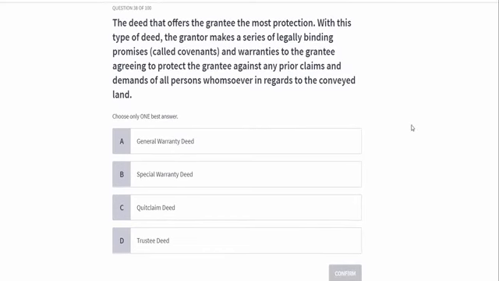All right, the deed that offers the grantee the most protection. With this type of deed, the grantor makes a series of legally binding promises called covenants and warranties to the grantee, agreeing to protect the grantee against any prior claims and demands of all persons whomsoever in regards to the conveyed land. So it gives us four options. Is it A, the general warranty deed, B, the special warranty deed, C, a quitclaim deed, or D, a trustee deed? So here's some time for you guys to think this one over, read it over, all the good stuff, starting now.